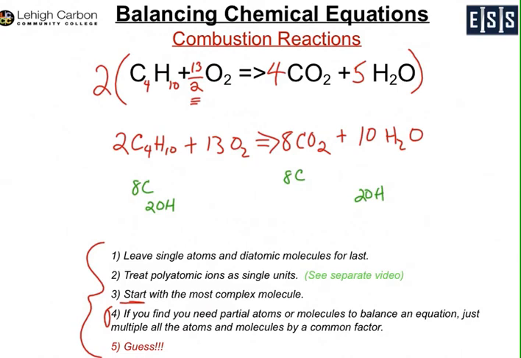Now when we look at the oxygen, we have 8 carbon dioxides. Each one has 2, so that's 16 oxygen for carbon dioxide. And then for the water, 10 times a single oxygen. We have 10 oxygen for a total of 26 oxygens. And then if we look back on the left now, 13 molecules of O2 is 26 oxygens. And now we're balanced on oxygen and for the entire equation.